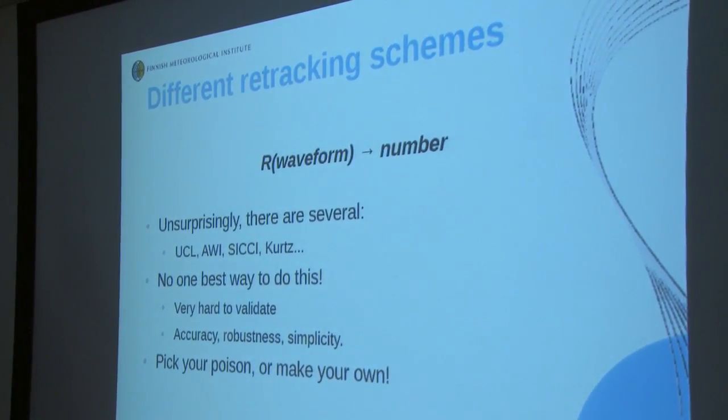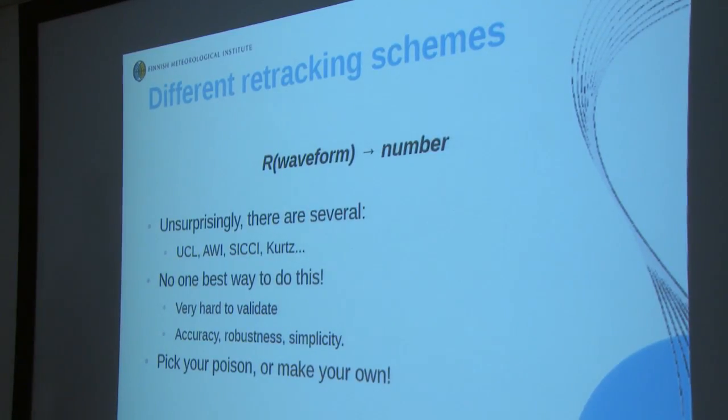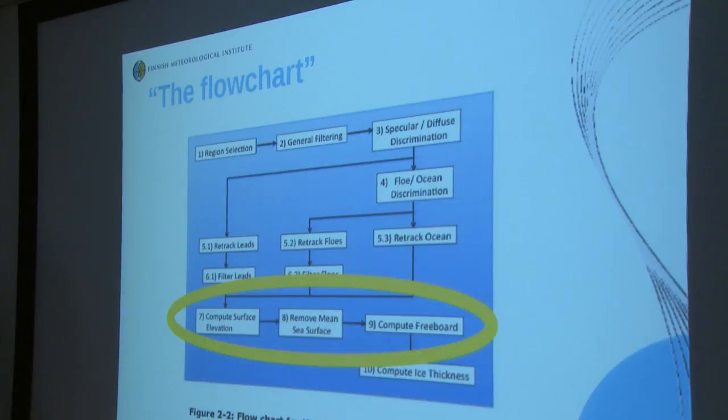Quite often it's very convenient to use a retracker which will tell you if the retracking has been unsuccessful. So in addition to the number, the range bin where you think the surface is, if the retracker could return you some kind of an estimate of how good the retracking was, that's very convenient. But the take-home lesson there is, when it comes to retrackers, pick your poison. There are several available, or if you don't like any of them, make your own.